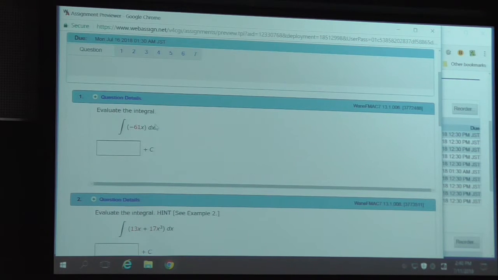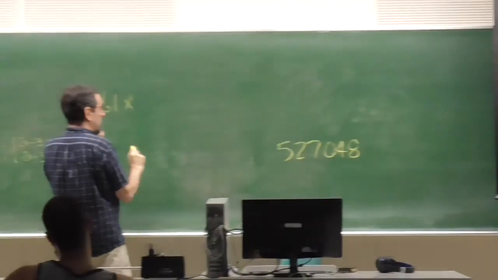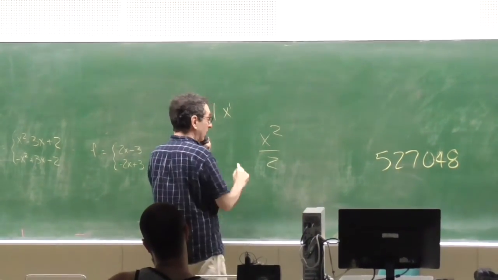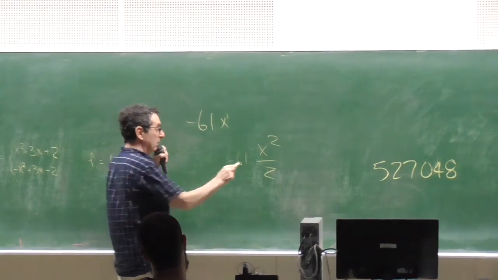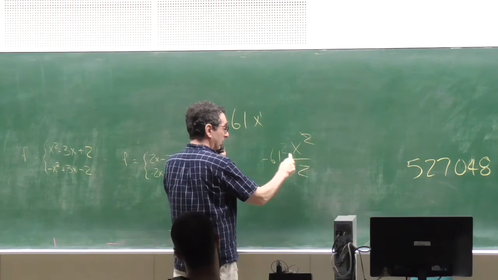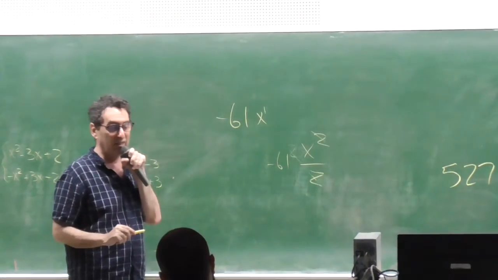So we get... it was negative 61x, so we raise this, this is already the first power, so we raise it to the second power and divide by that. And then we keep this in there, and that will do it. Now if we take the derivative of this, the 2 comes here, this goes out, cancels with the 2, we get this times that. Right?